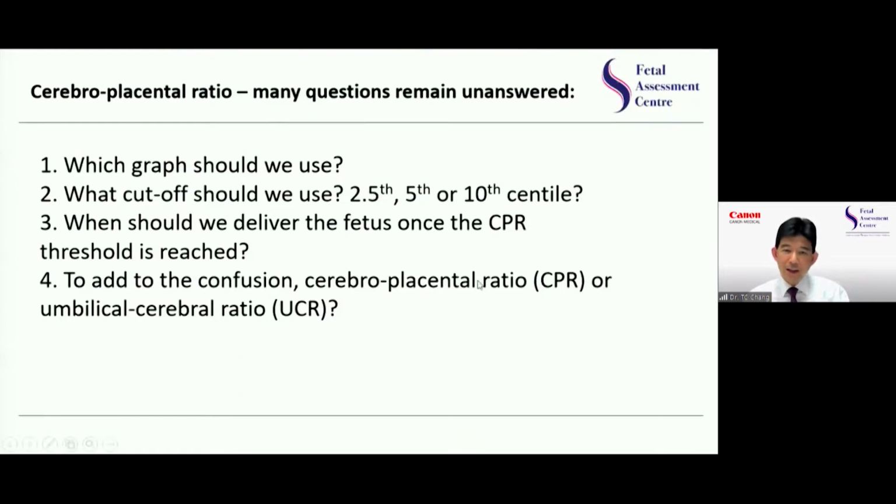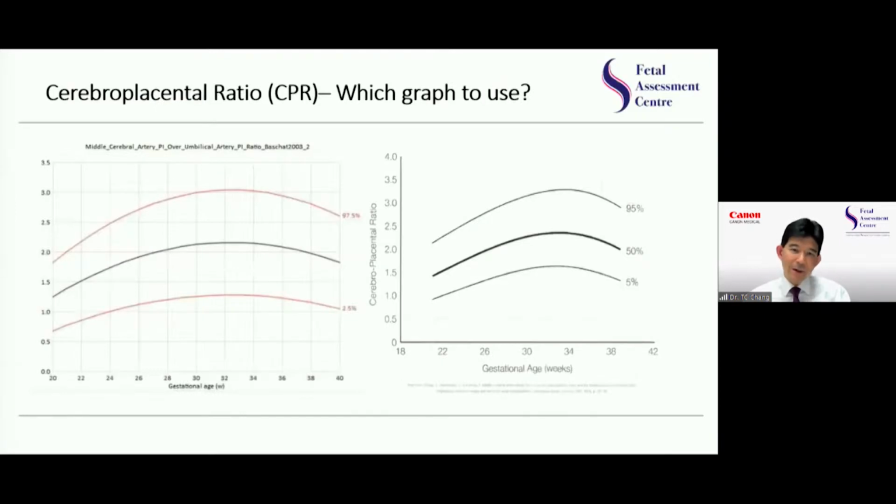And just when we get used to the idea of the CPR, there are recent studies that suggest that we should flip the ratio around the other way and call it the umbilical cerebral ratio, or the UCR. Well, let's go through some of these controversies. Good to discuss these, think about these.